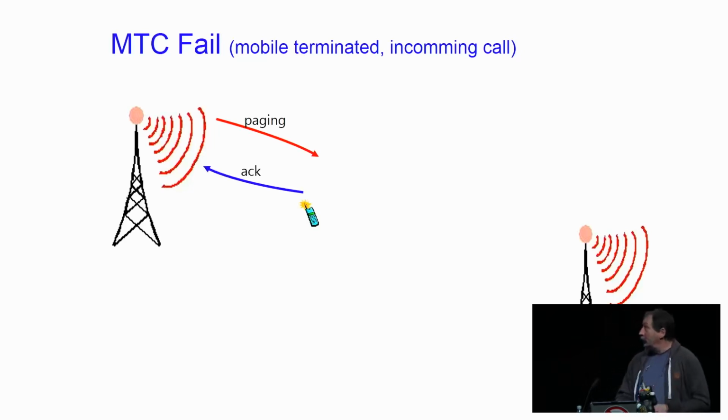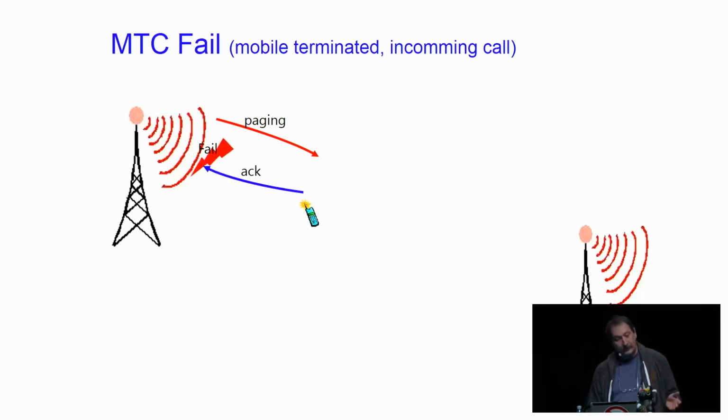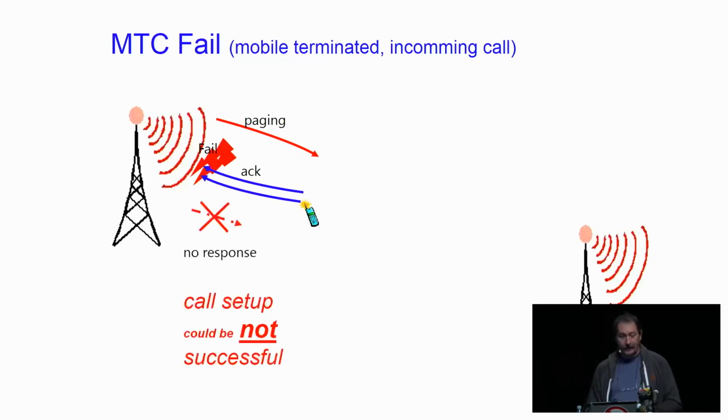And the network does paging. It tells, well, there's a call for you, and then the mobile device can say, yes, I'm here. And if this does not arrive, then the base station thinks, oh, that device, I couldn't reach it. At the customer, the phone does not ring. That's the worst case.